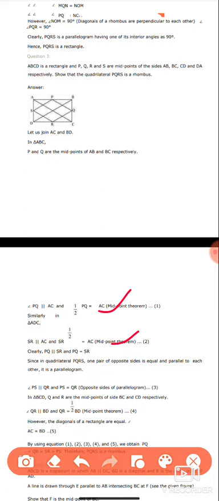In the same way you can prove opposite sides are also equal and parallel. So you can directly write PS is equal to QR, because they are opposite sides of a parallelogram, and if they are equal they are parallel also, PS is parallel to QR. So this is equation number 3.